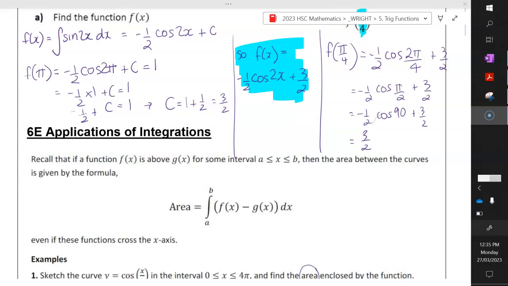What we're going to have a look at today is 6E, applications of integration of trig functions. But before we do that, I just wanted to have a quick look at some of our trig identities that may have come up in your last exercise and may help you out a little bit today as well.